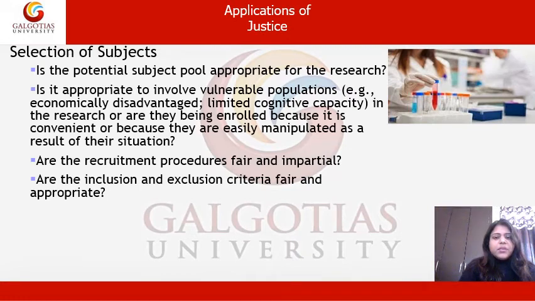Next, application of justice. Selection of subjects. Is the potential subject pool appropriate for the research? Is it appropriate to involve a vulnerable population, for example, economically disadvantaged or those with limited cognitive capacity, in the research, or are they being enrolled because it is convenient or because they are easily manipulated as a result of their situation? Are the recruitment procedures fair and impartial? Are the inclusion and exclusion criteria fair and appropriate?